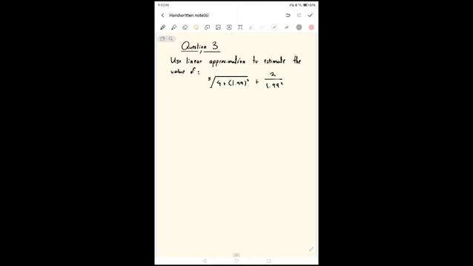Hello, my name is Muhammad Zidan, and I will be presenting the step-by-step solution for question number 3. In this problem, we have to use linear approximation to estimate the value of the cube root of 4 plus 1.99 squared, plus 2 over 1.99 squared.